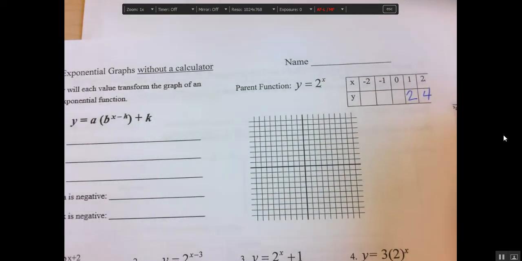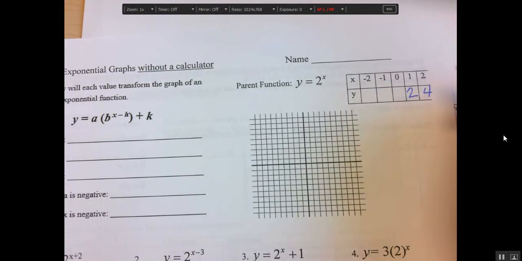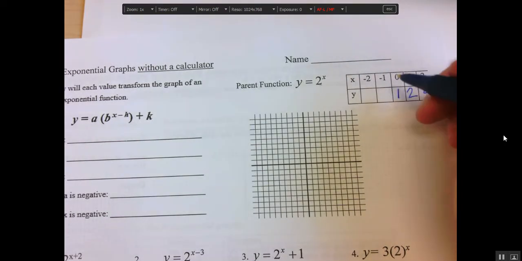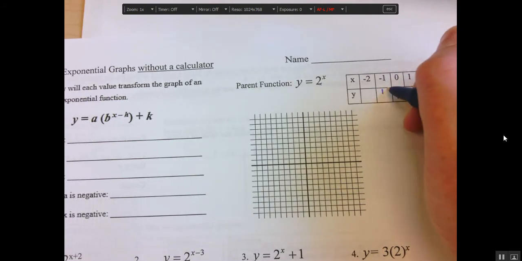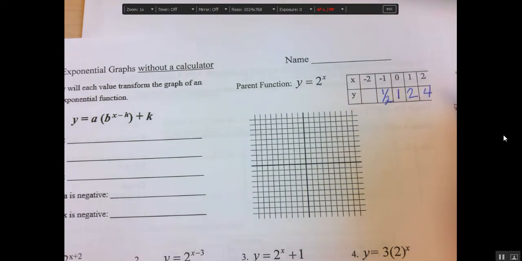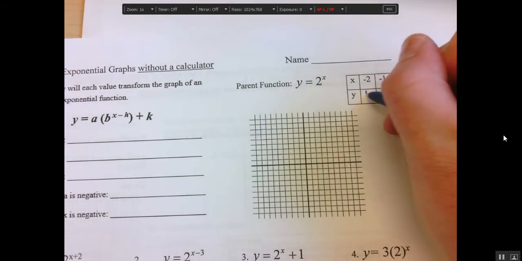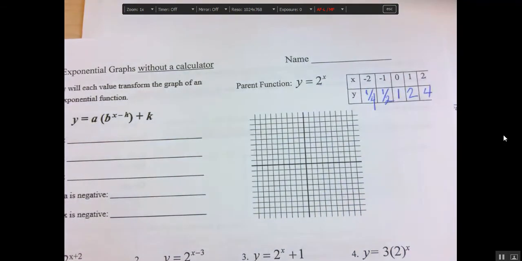2 to the 0? 1, good. 2 to the 0 is 1. 2 to the negative 1, what does that give you? 1/2, reciprocal. And 2 to the negative 2? That's good, Ellie. 1/4. Okay.